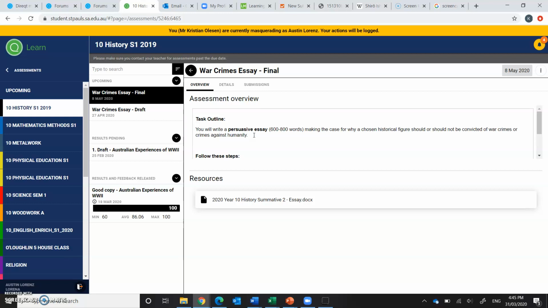Okay, so you're picking someone who is in the Second World War, for whom we have enough evidence to write an essay about, and you're going to write me a relatively short essay about why they should or shouldn't be convicted for the things they did. Okay, now what does that actually mean in practice?